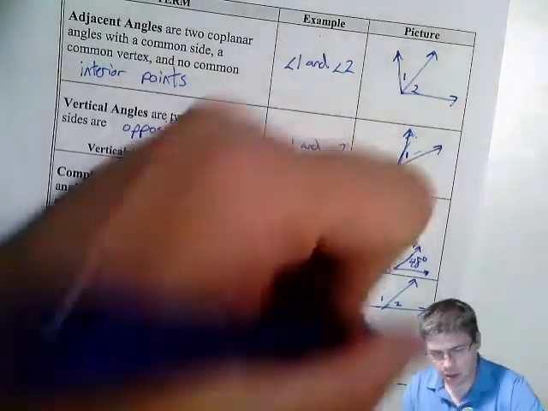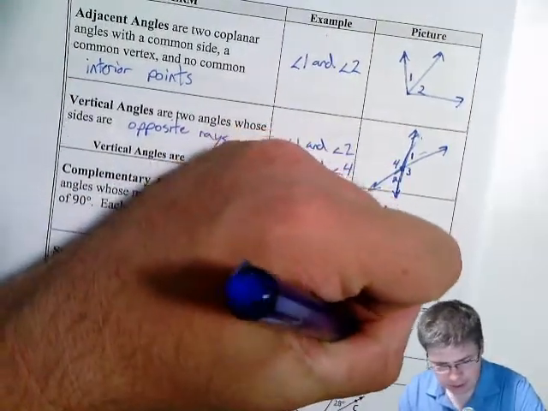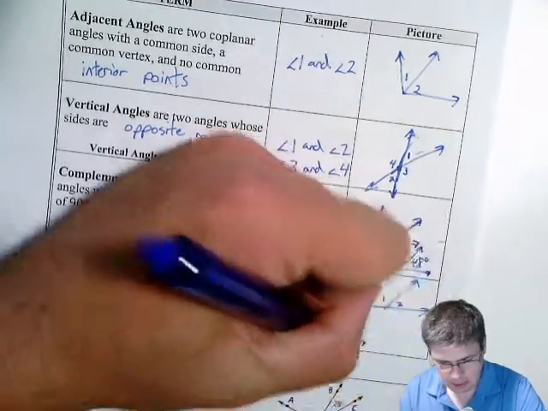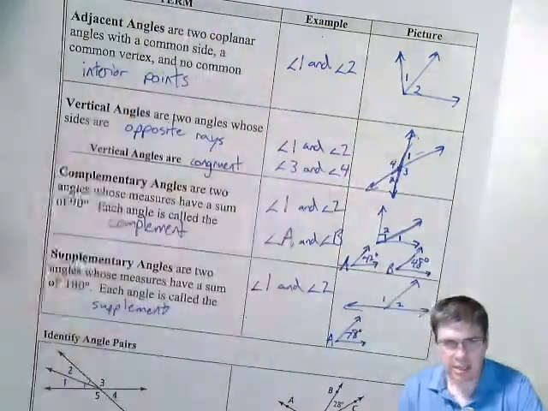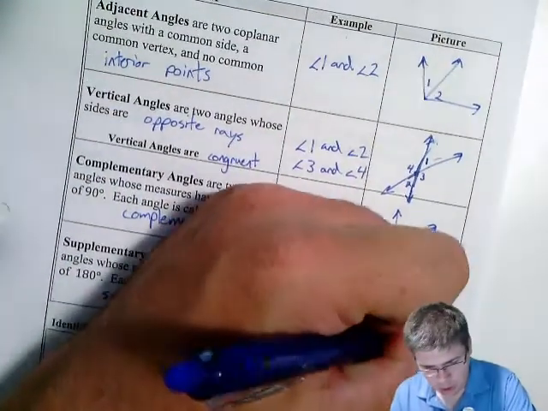But we could also do it with others. Say I have one here that's 78 degrees. All right, and let's call that A again. And then this other one could be 102.